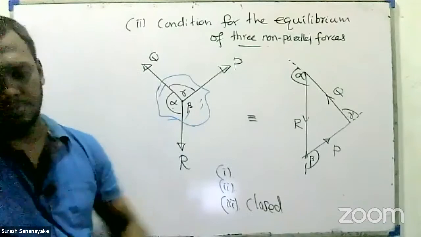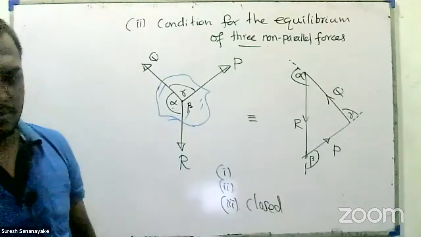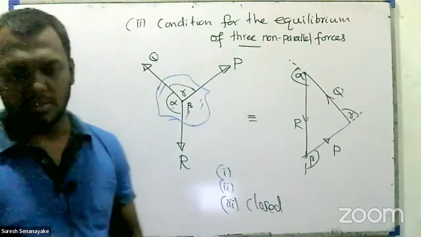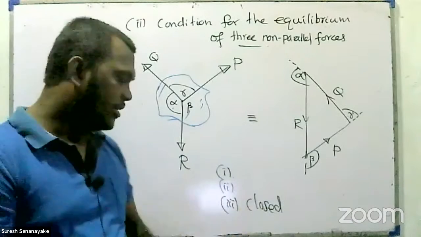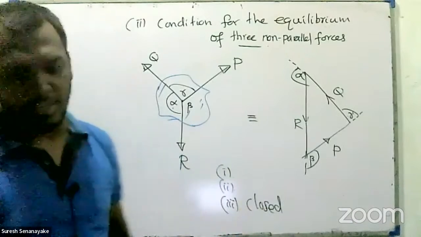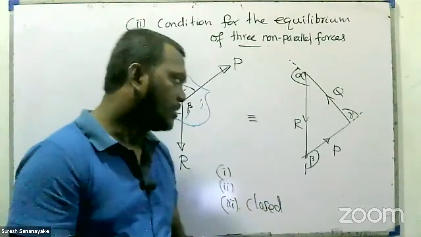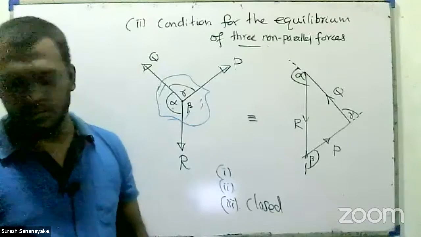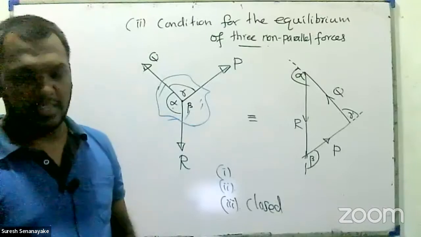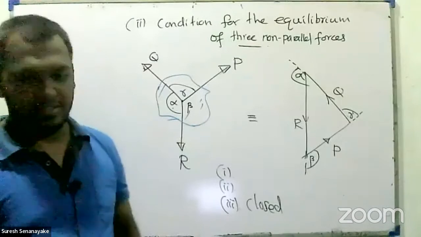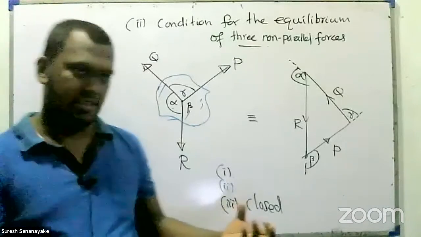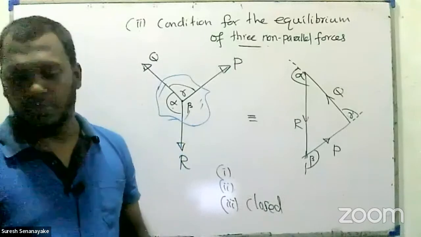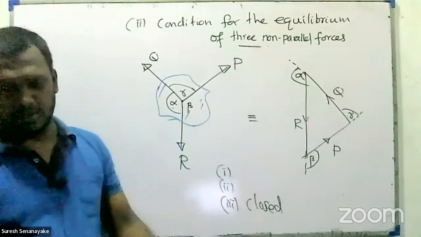Taken in order by their magnitudes and direction. So this triangle we can say is the force triangle, the triangle of forces, and this is the law actually. It's called the theorem of triangle of forces. Force triangle theorem. We can use it, right?